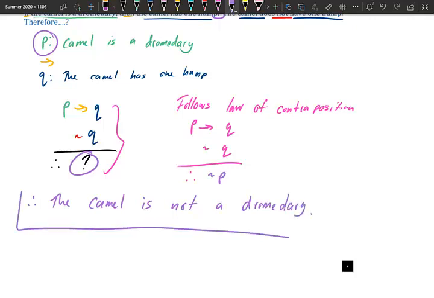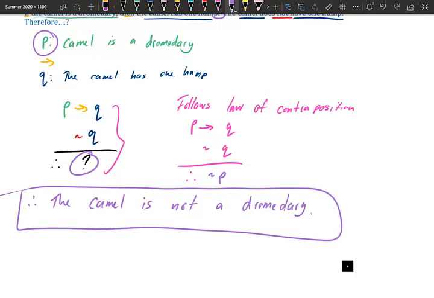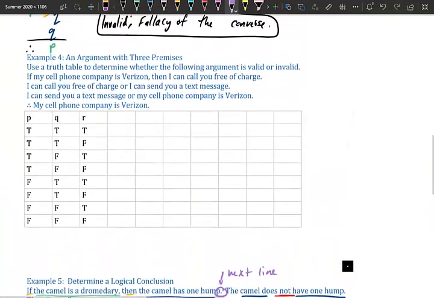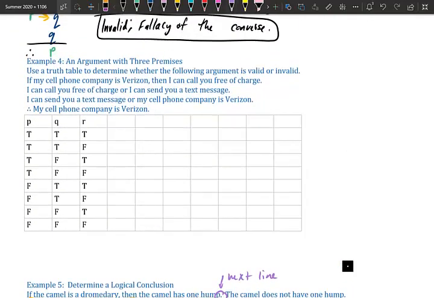So that would be our logical conclusion. There's quite a bit of these on the test. Use your laws. All right, let's go back to example 4. The first thing we're going to do before I switch over is break this down into P's and Q's and R's. And I'm going to show you how to fill out the truth table, like literally just showing you. I'm not going to fill it out.